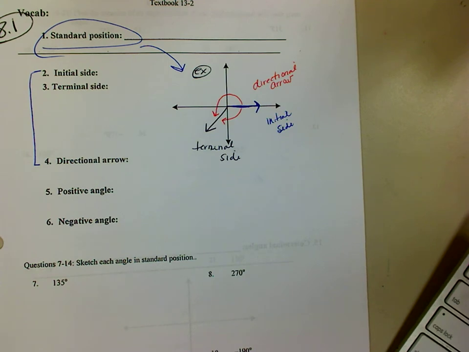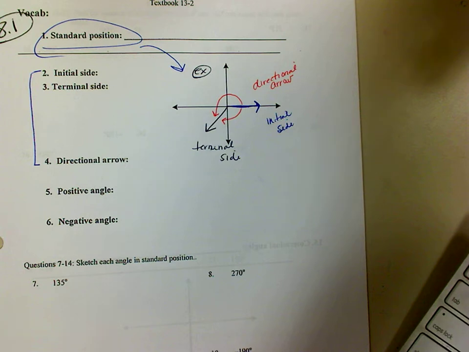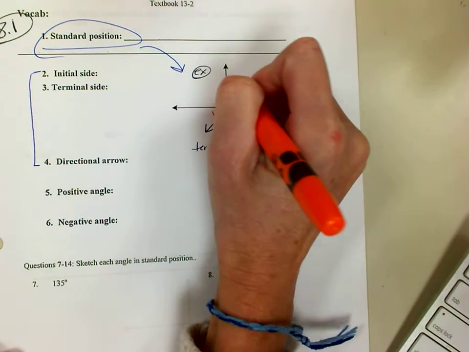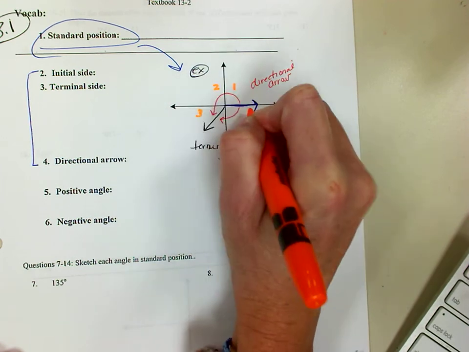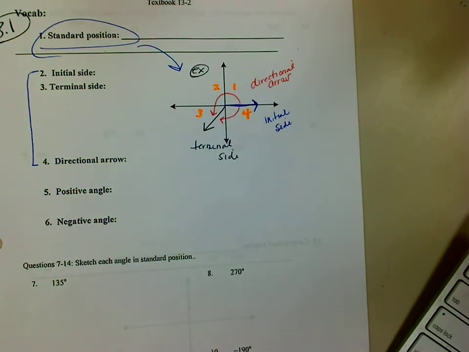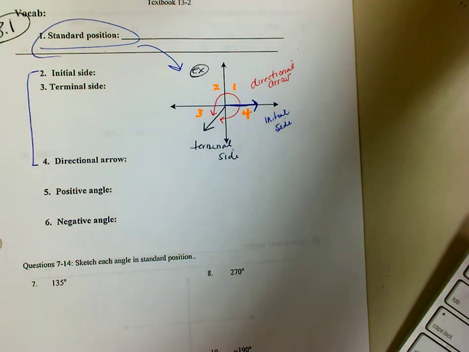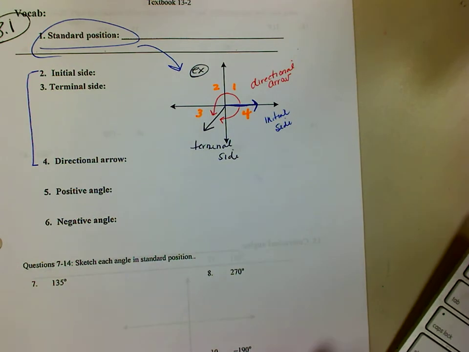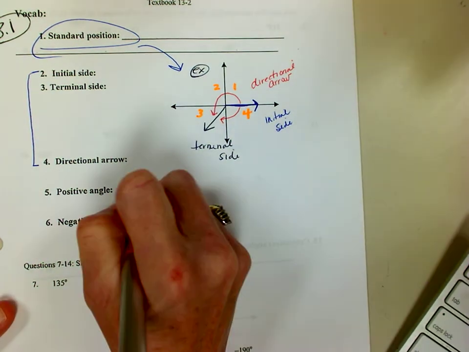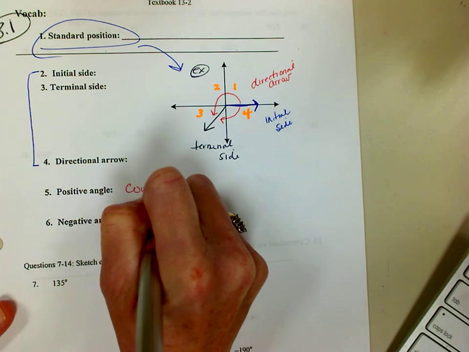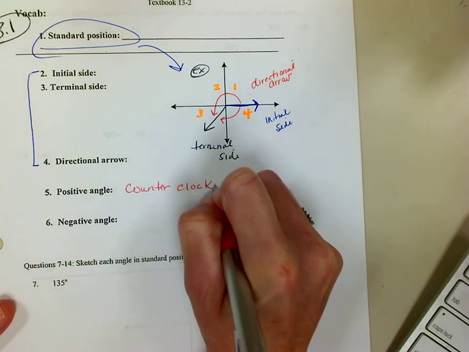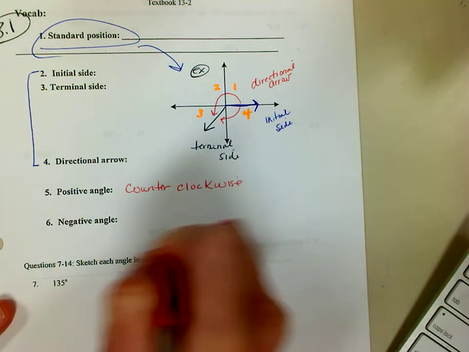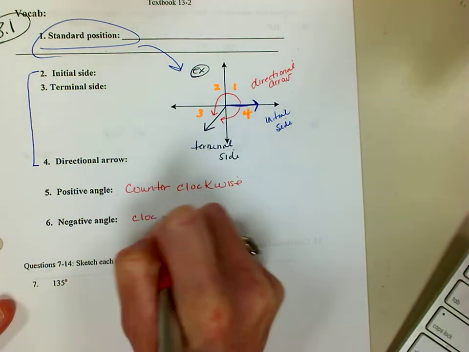Okay, let's see. Oh, I wanted to put the quadrants in here. So just a reminder, this is quadrant 1, this is 2, this is 3, and this is 4. Okay, so I kind of already mentioned the positive and negative angles. A positive angle means you go counterclockwise. And a negative angle means you go clockwise.